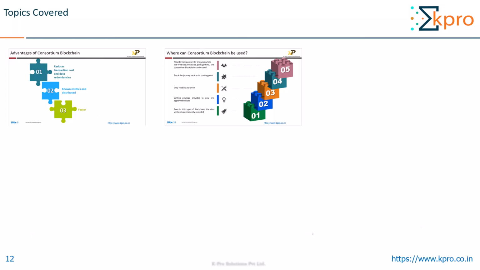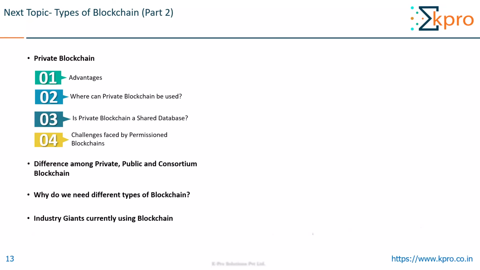Thank you for watching this video. In the next video, I'll be covering types of blockchain part 2. I'll be covering the following topics: private blockchain, its advantages, where a private blockchain can be used, whether a private blockchain is a shared database, challenges faced by private blockchain, the difference among private, public and consortium blockchain, why we need different types of blockchain, and some of the industry giants currently using blockchain.